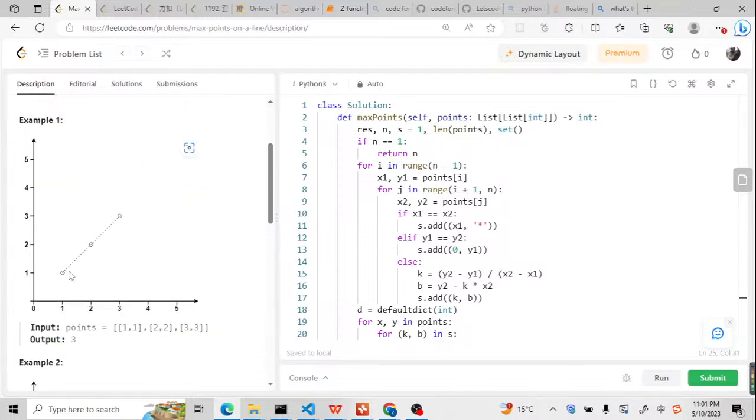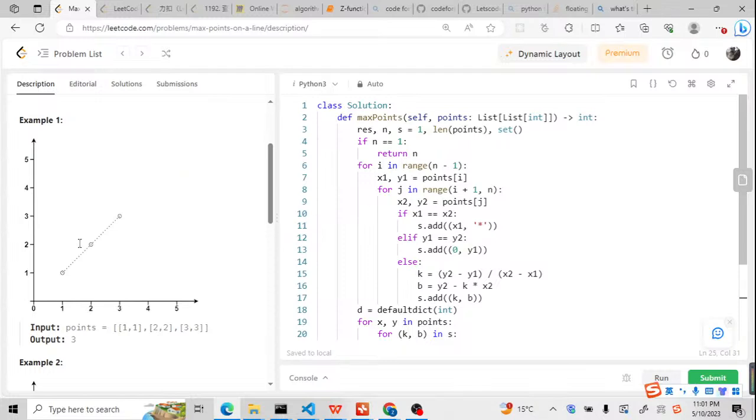Hello, welcome. Today let's try to solve another Leetcode problem 149, max points on a line. We are given points on a coordinate plane. We want to calculate the maximum number of points that lie on a line. For this example, (1, 1), (2, 2), and (3, 3), the maximum is 3 points. This is a geometry problem, and we can solve it the mathematical way.